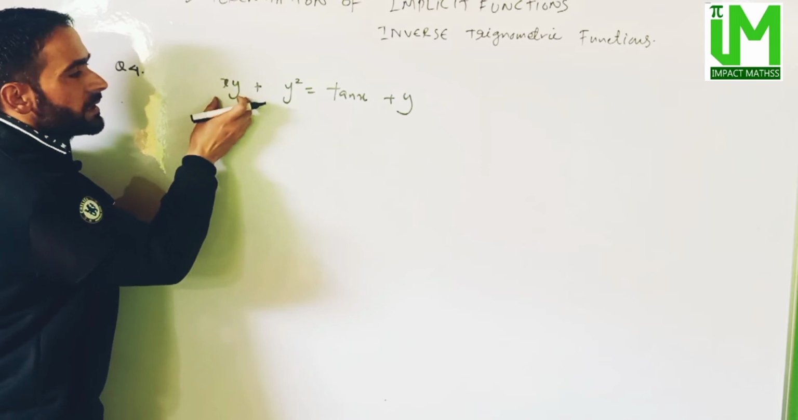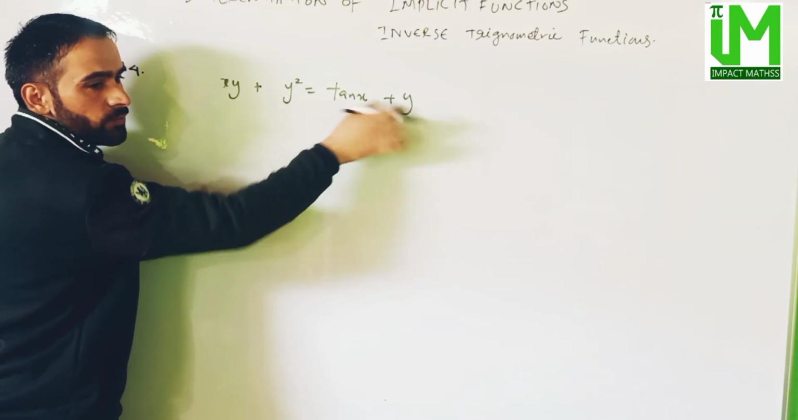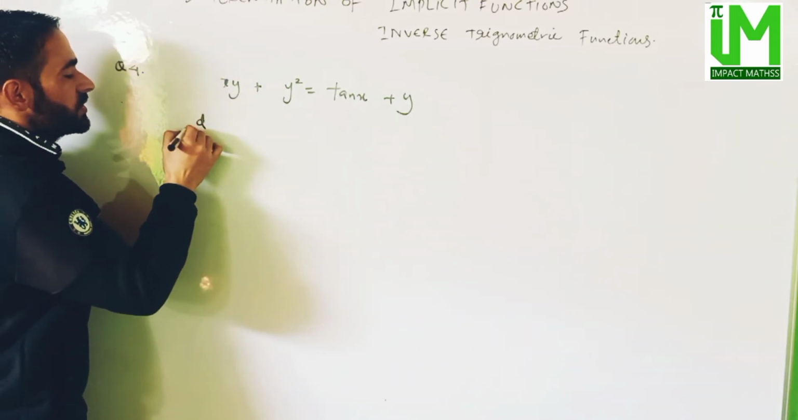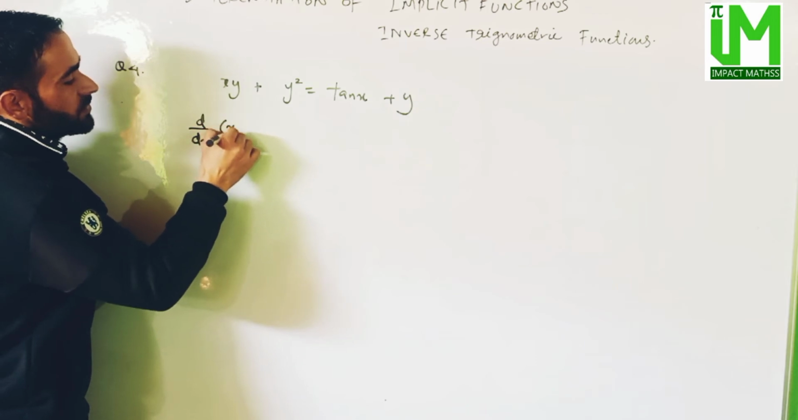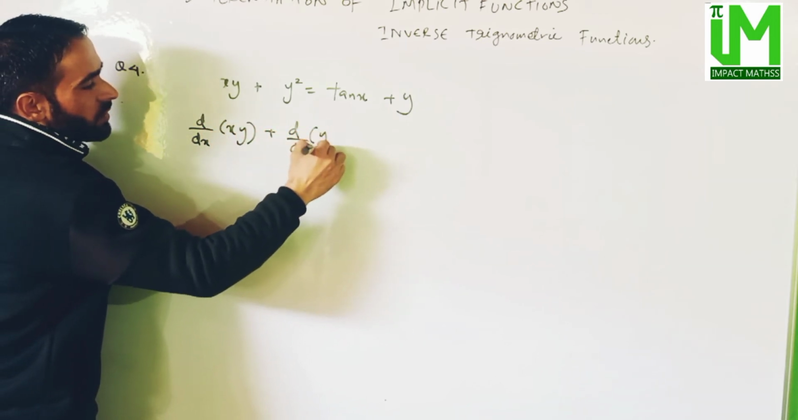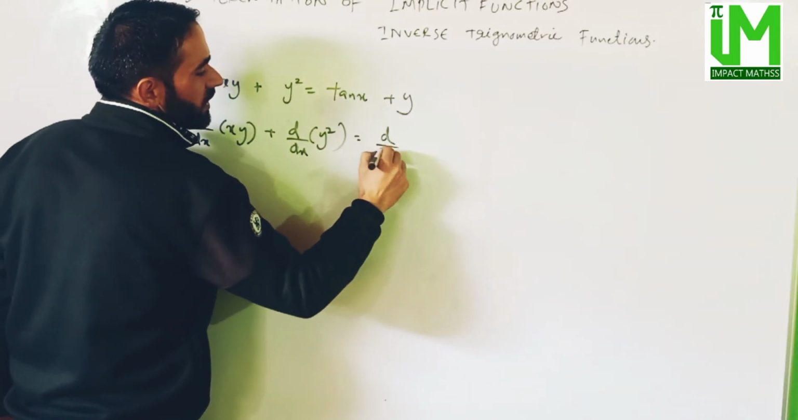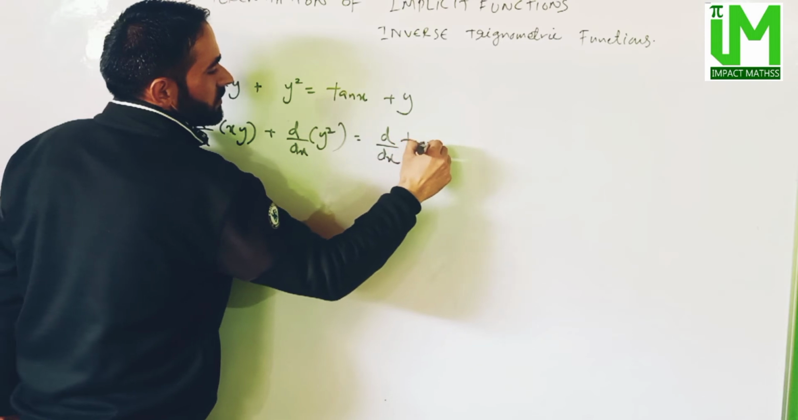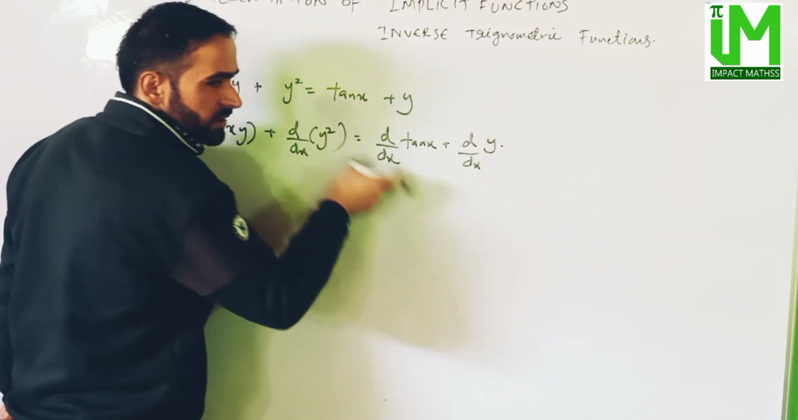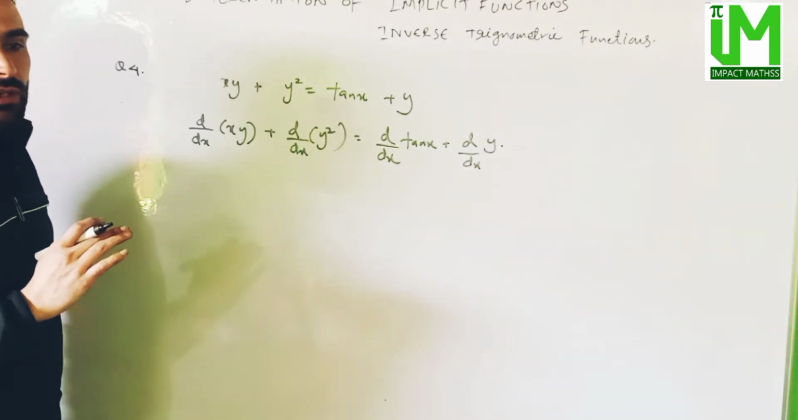ठीक है. So याद रखिए, यहाँ अलग differentiation, यहाँ अलग differentiation और इसकी अलग से differentiation, प्रत्येक टर्म की अलग differentiation. So it will be d by dx of x into y plus d by dx of y square is equal to d by dx of 10x. You can skip this step as well. तो डायरेक्ट differentiation करें.